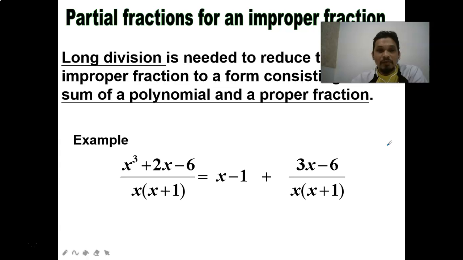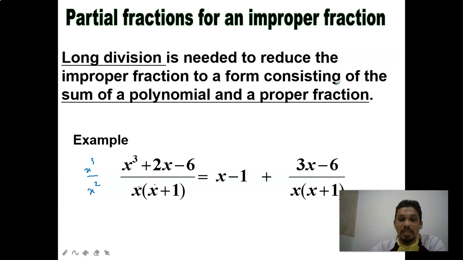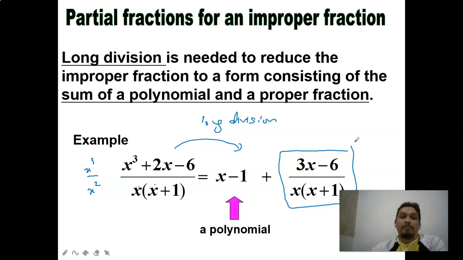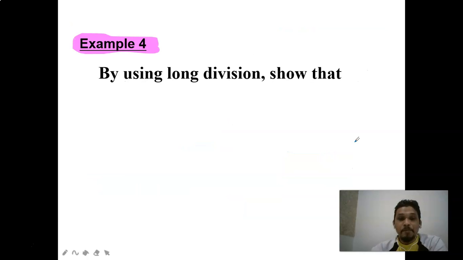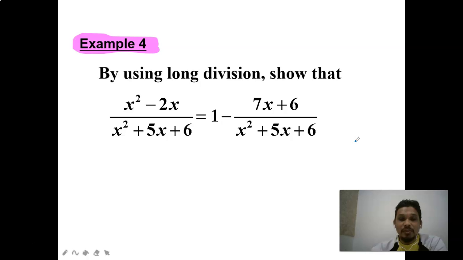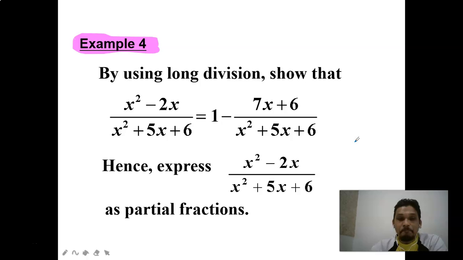Partial fraction for an improper fraction. For example here, x multiplied with an x gives you an x squared, and the numerator here has x with a degree of 3. So this is a simple example of an improper fraction, and we are going to use long division to form a polynomial and a proper fraction. Example 4, by using long division, show that this one equals that. Hence express this one as a partial fraction.